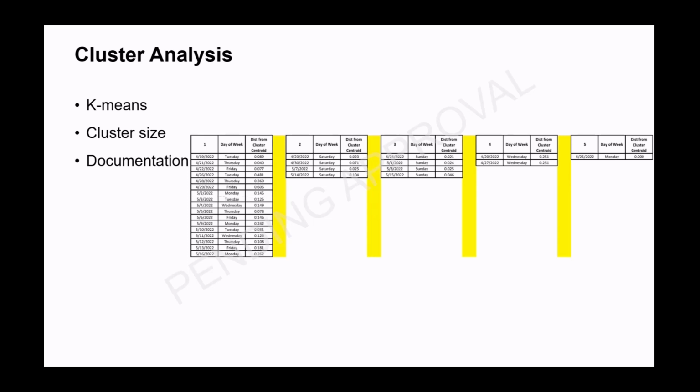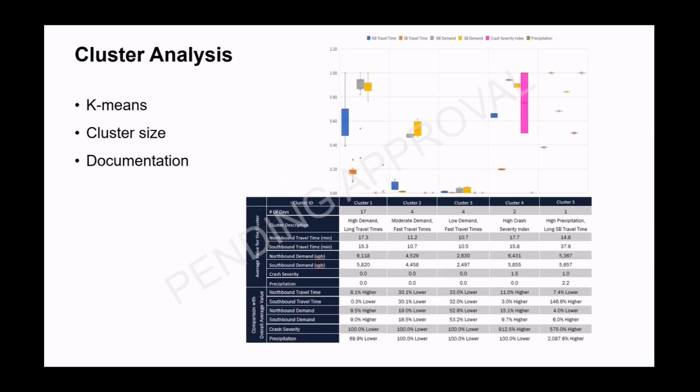Tuesday, Wednesday, Thursday are cluster 1. Clusters 2 and 3 are the weekends. Cluster 4 was more of the rain, and cluster 5 was the one closure of the main lanes. Then there's a little more description of what each one is and which clusters we wanted to model. We determined with FHWA and TxDOT that the high demand and longer travel times are what we want to remediate to get more reliable travel times.